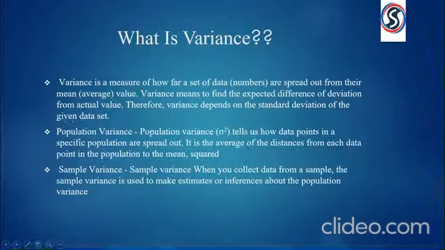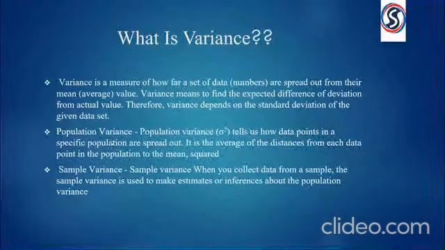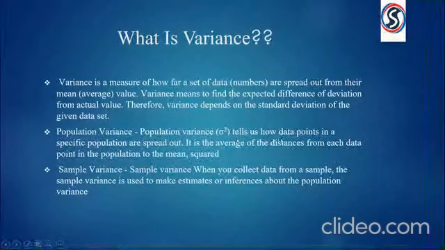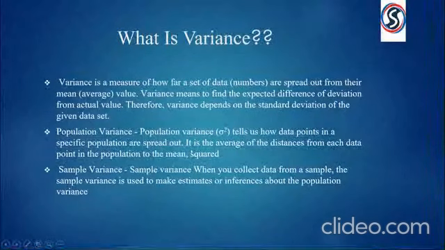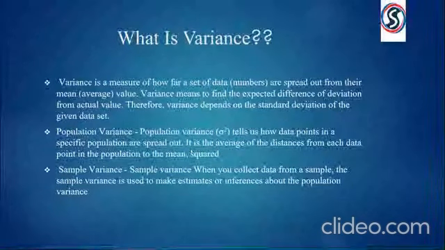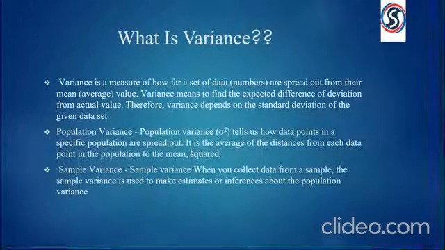Now let's see what population variance is. It is very simple. Population variance, which we denote as sigma square, tells us how data points in a specific population are spread out. It is the average of the squared distances from each data point in the population to the mean. We will understand this when we get to the formula, and the definition will become very clear.